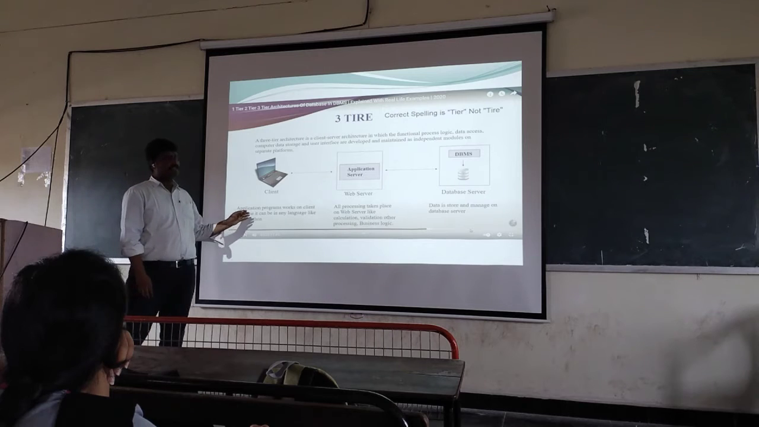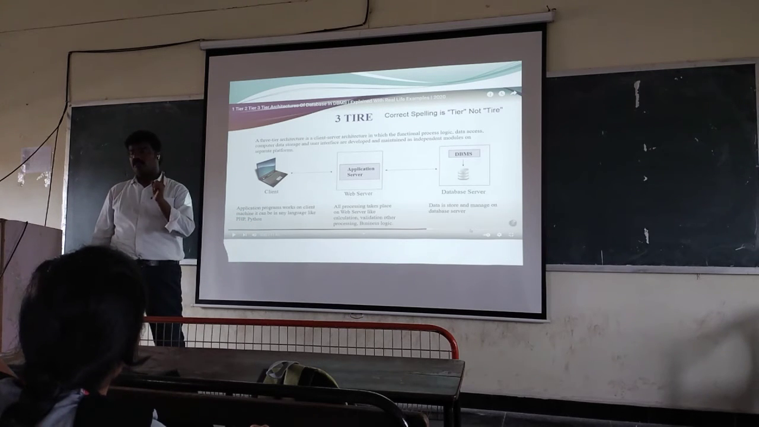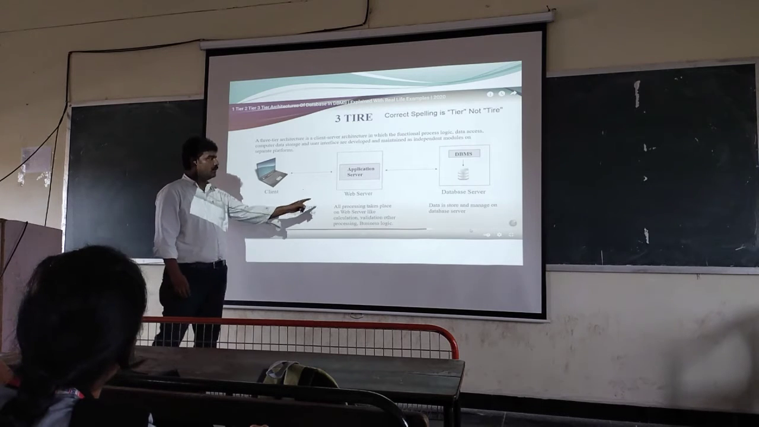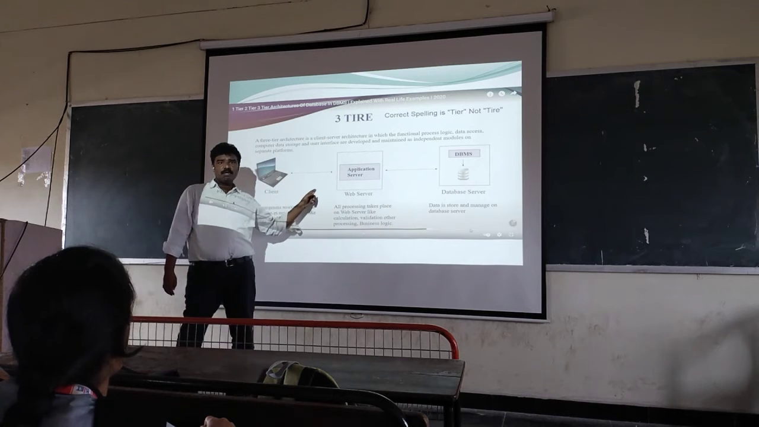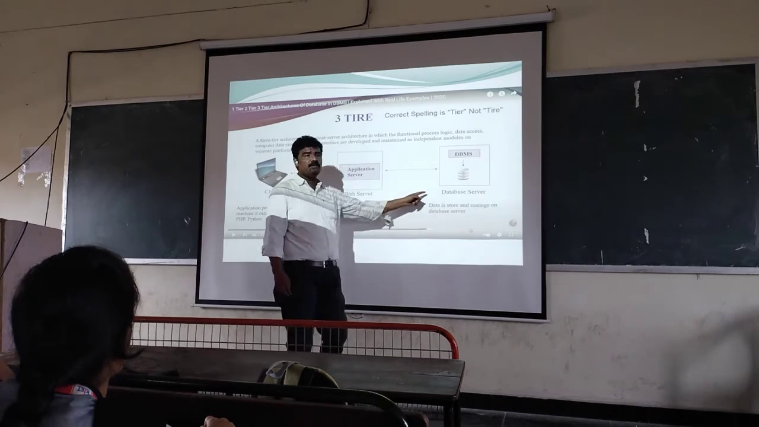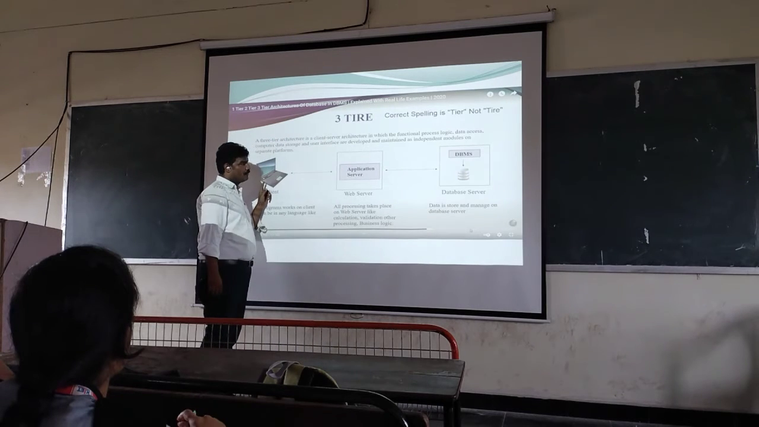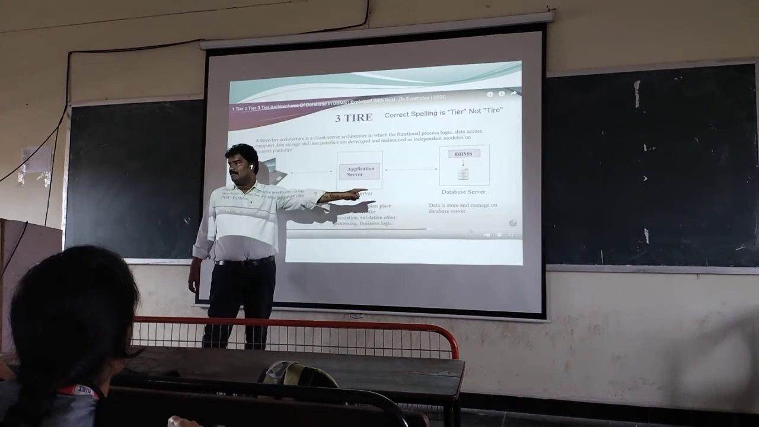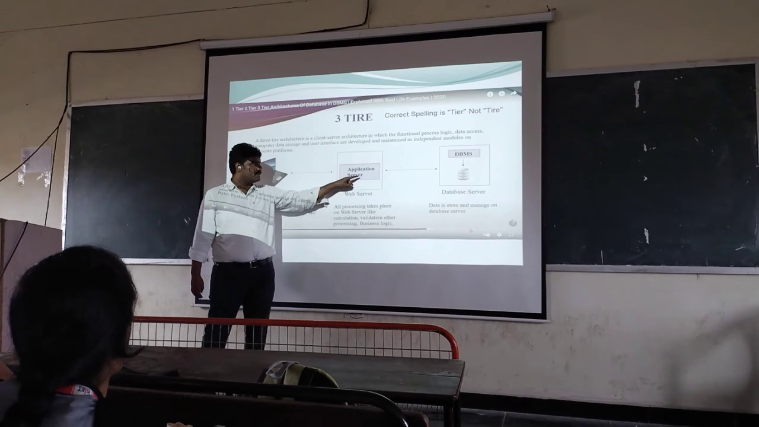Then this is the three-tier. Now you've seen two-tier and three-tier. Here we have an application server. If I want to reach from the client to my DBMS server, I have to go through my application server. What is this application server?